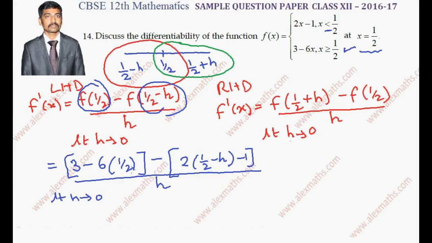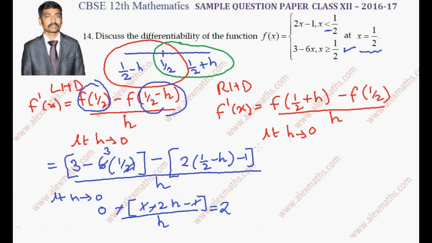After simplification, this will become 3 minus 3, 0. So the first term is 0 totally. And here we have minus sign, open bracket. If you multiply the 2 inside, it is going to be 1 minus 2h, then minus 1. And I can cancel these two, whole divided by h. Even these two minus also get cancelled. I am getting the answer as 2. So we'll keep this as it is.